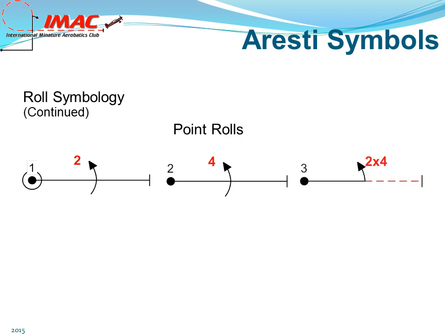Figure 3 is a 2 of 4, 2 points of a 4-point roll, notated by the 2, X, 4. Figure 4 is a 2 of 8, followed by an opposite 3 of a 4-point roll. Notice that the direction of flight would go from positive or upright to negative.